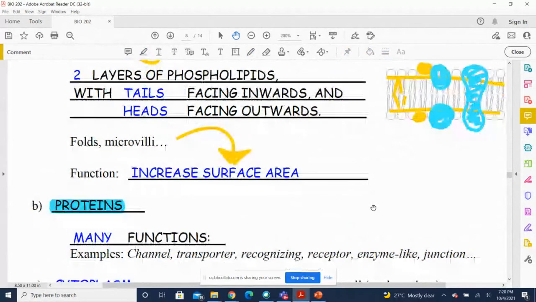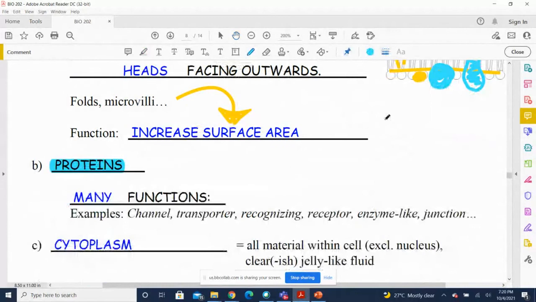Proteins serve many different functions, so it really depends on what we're looking at. Typically, they can be channels, so kind of tunnels through the cell membrane. They can help us to transport materials. They can help with recognizing other cells, other parts of your body. They can function as receptors for hormones, for example, chemical messengers. They can function like enzymes, or they can be ways to connect cells to each other.